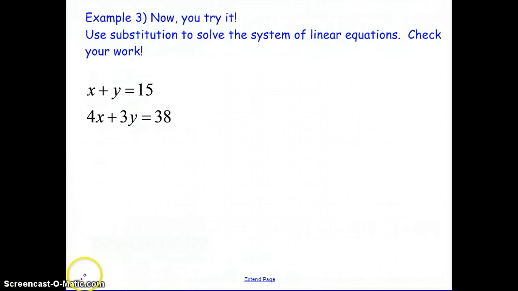If you're hearing this, this means that you've hopefully taken the time to try to solve this system of linear equations, and you should have gotten one ordered pair as the solution and checked it. If you did it right, you should have gotten the ordered pair negative 7, 22. So negative 7 for x, 22 for y. If you got this, great, you're done.